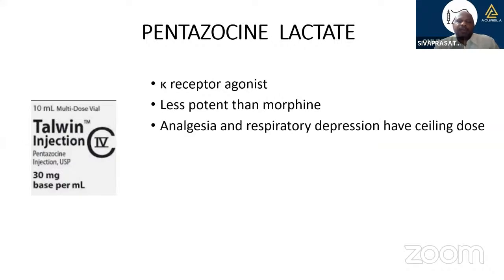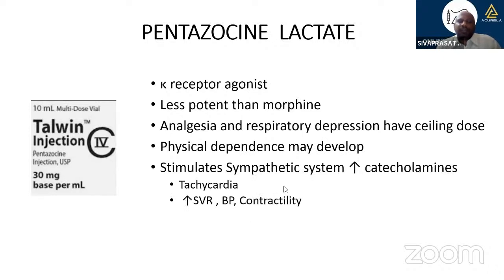The analgesic and respiratory depression have a ceiling dose at around 70 milligram. Normally each ml contains 30 milligram. If you give 2 ml, after that respiratory depression will not occur. And sometimes physical dependence may develop even though it has got a dysphoric effect. The chief characteristic of this drug is it stimulates the sympathetic system and increases the catecholamine output. So there will be some amount of tachycardia, increase in SVR, BP, and contractility.